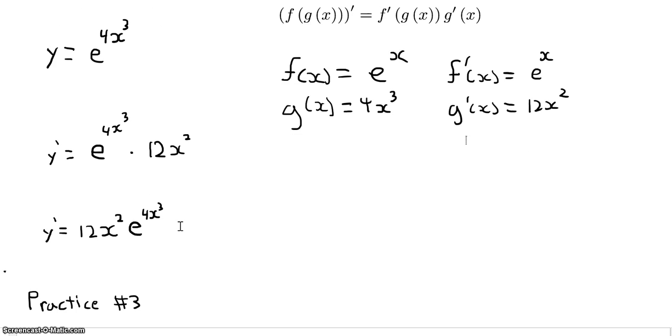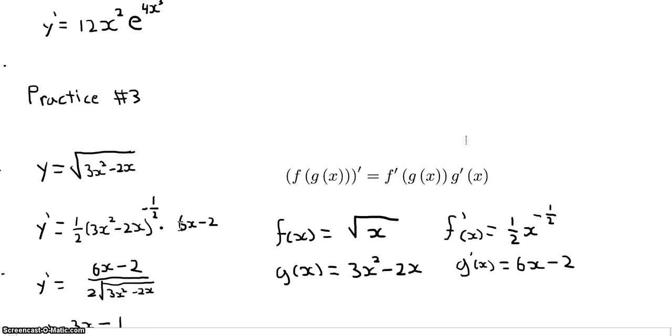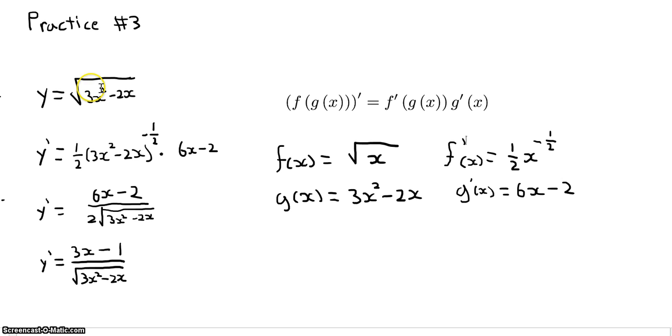Now one more slightly harder example. We can take the function of y equals the square root of 3x squared minus 2x. Now again, it's pretty easy to tell what your f of x and what your g of x are. Your f of x is going to be the square root of x, because that covers everything here. And then your g of x is going to be what's inside of that, so it's going to be 3x squared minus 2x.